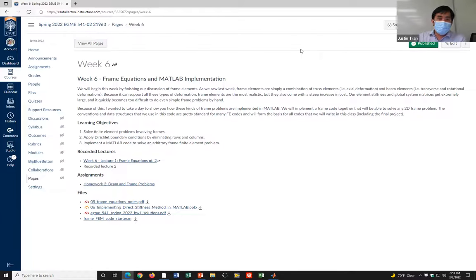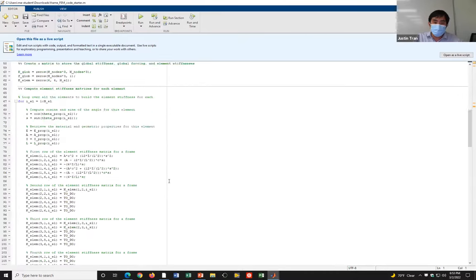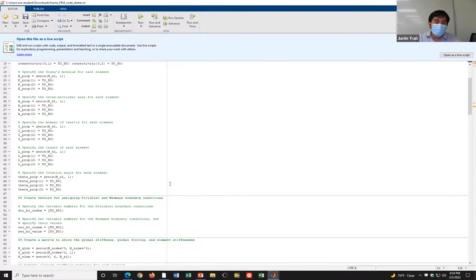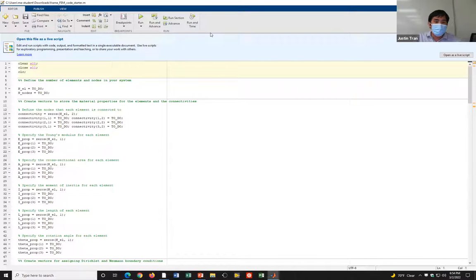So if you're just joining us, today's meant to be kind of an interactive MATLAB day. And so if you can open up MATLAB on your own computers, I've uploaded a starter code on Canvas. If you go to frame.fem_code_starter, you can go ahead and download that. And then we'll be spending today basically filling in this code. We'll spend today and maybe Monday, depending on how far we get.